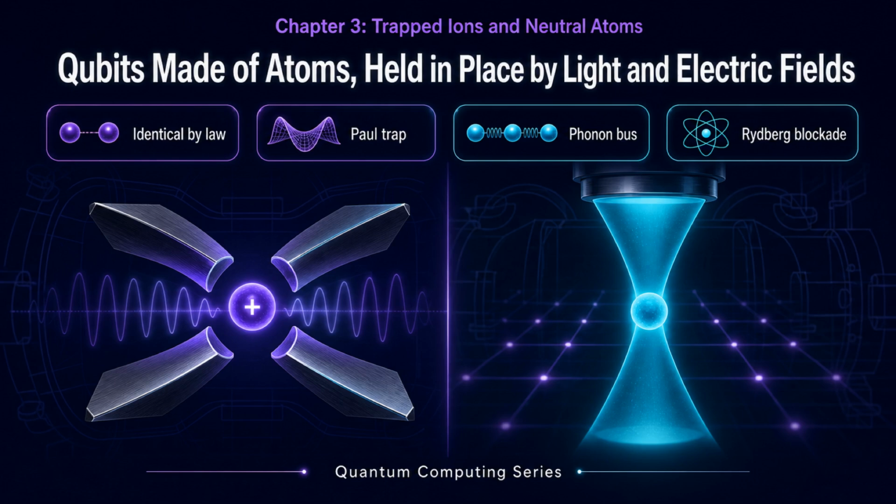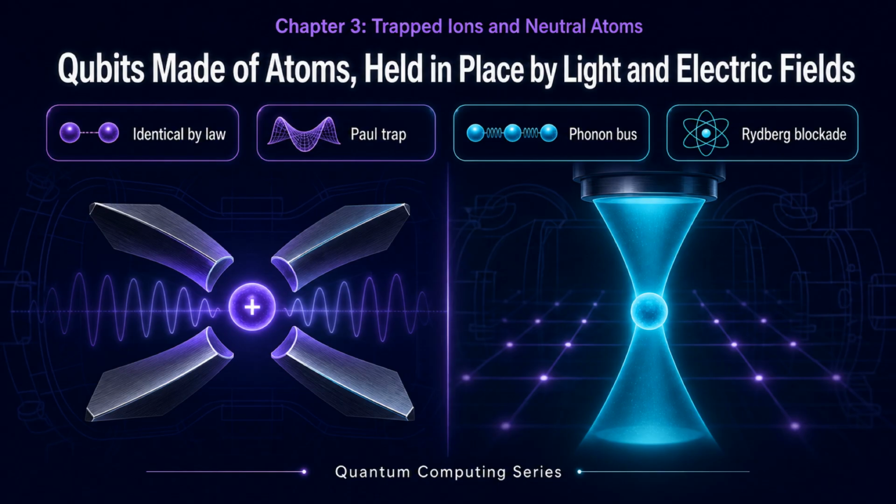Welcome to Chapter 3 of Quantum Computing Hardware. The previous chapter built a qubit out of a fabricated circuit, patterned on a chip and never quite identical to its neighbor. This chapter takes the opposite approach. Instead of making a quantum system, we borrow one that nature has already made, an atom, and hold it still long enough to compute with it.